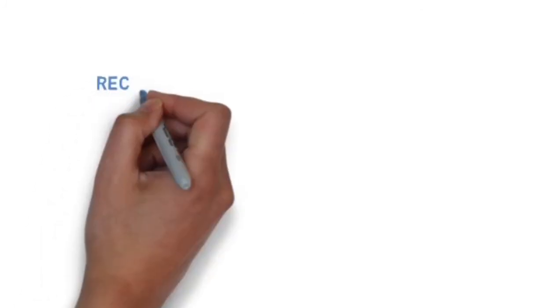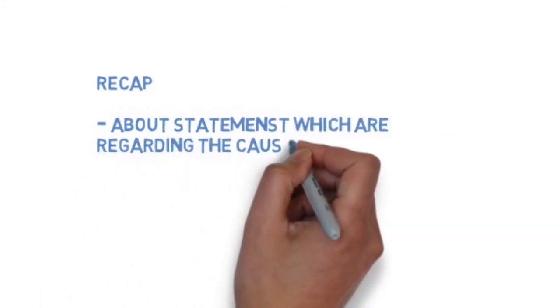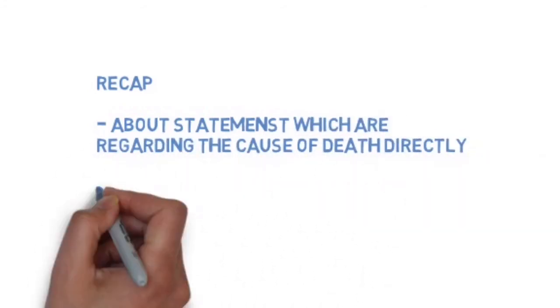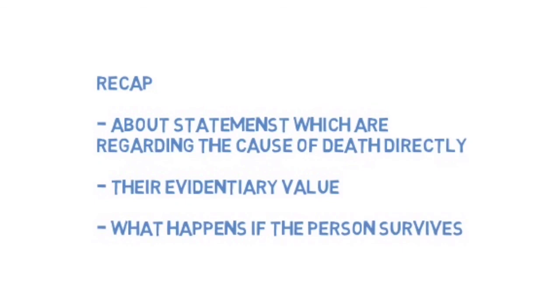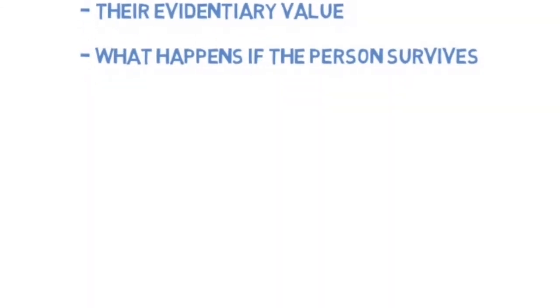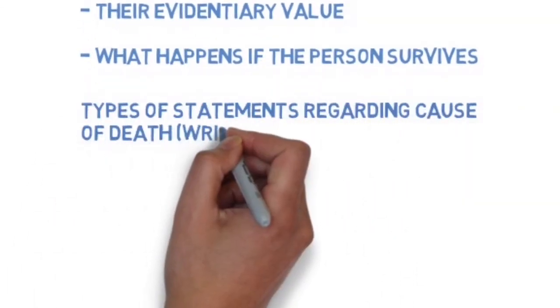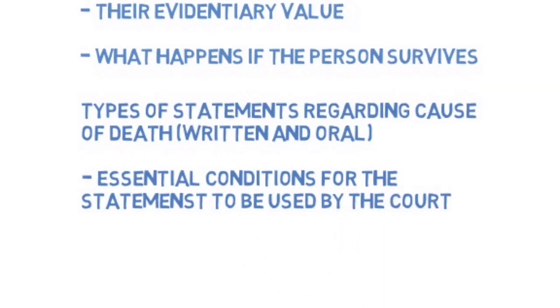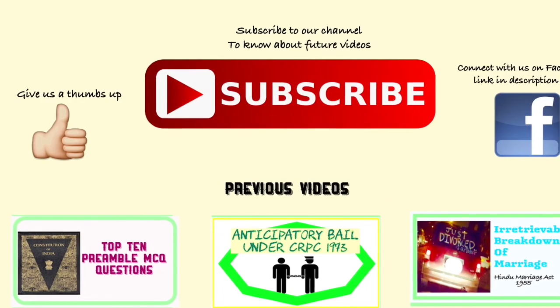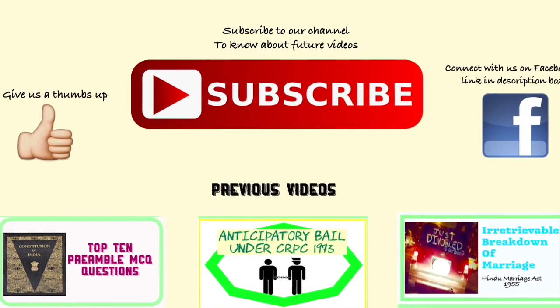Today, we learned that statements which are directly regarding the cause of death also fall into the category of dying declarations and can be relevant under Section 32, Clause 1 of the Indian Evidence Act. Further, we understood the kind of statements with an example, and further analyzed their evidentiary value. We also spoke about what happens if a person survives after giving a dying declaration. And lastly, we discussed the essential conditions for a dying declaration regarding the cause of death to be used by the court as evidence. Next week, we will discuss a case regarding dying declaration to tie a pretty ribbon on this topic.